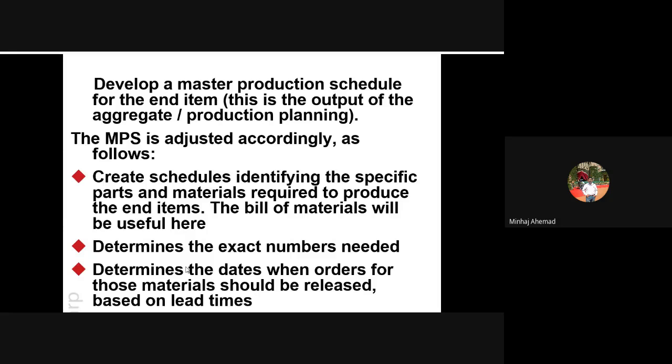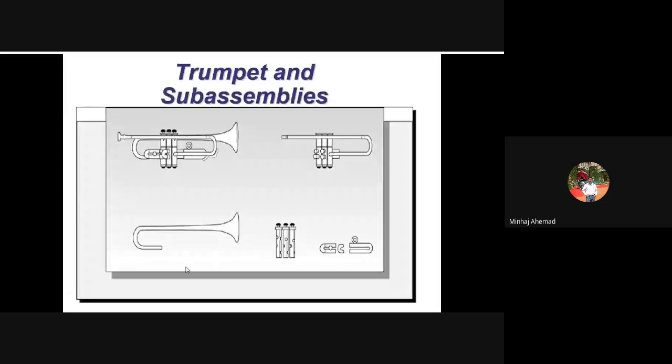So to develop an MPS, first of all, for the end item, the MPS is adjusted according to the following. We have to create a schedule, identify the specific parts and materials required to produce the end item. This bill of material will be useful here. Determine the exact numbers needed, and determine the dates when orders for those materials should be released. So this is a trumpet and subassemblies of that.